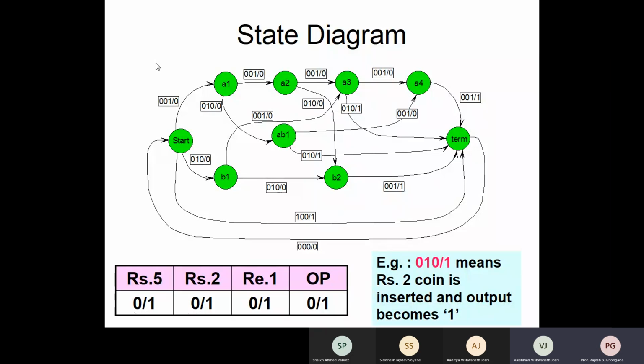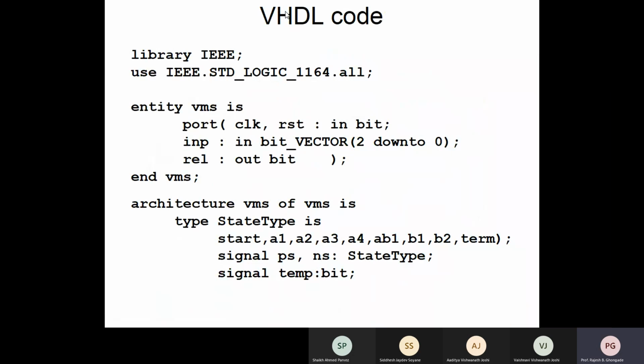So have you understood the concept of the state diagram, specifically for a vending machine? Once you are in a position to draw a state diagram for a vending machine, it is easier for us to write down the code for that also. So here it is. Again it starts with library declaration and entity declaration. What are the various ports? Clock and reset, which are bit type in. Then you have input as bit vector. Remember, we have the input in 3-bit format and release as the out bit. Then you have the architecture. Again, state types: the declaration is start, A1, A2, A3, A4, AB1, B1, B2, and terminal state. Signals: present state, next state, and state type. Signal temp, bit type.